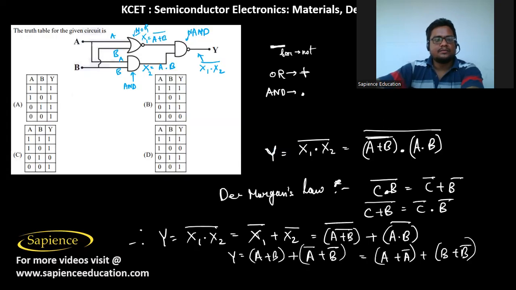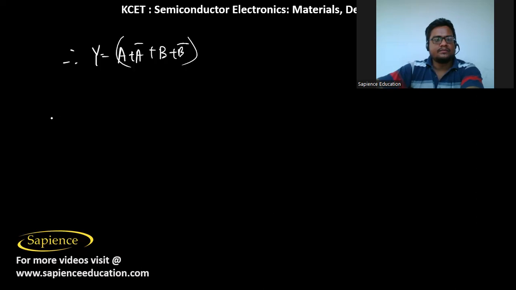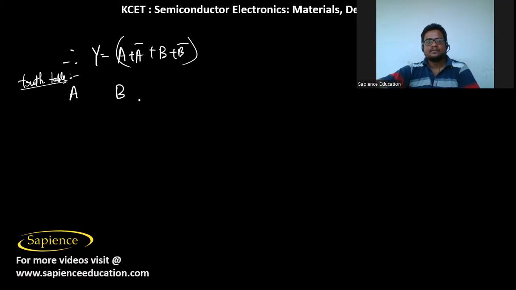So therefore, we have to draw the truth table. Now A or A NOT means 0 or 1, that will be 1. And 1 or 0, that will be 1. So it will always be 1.